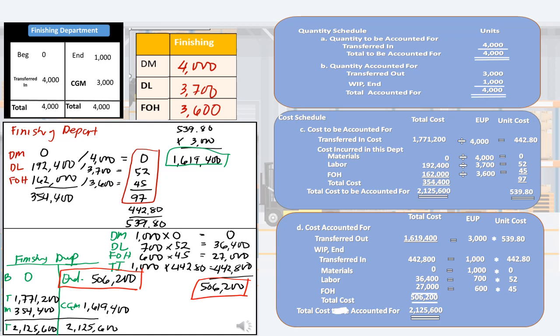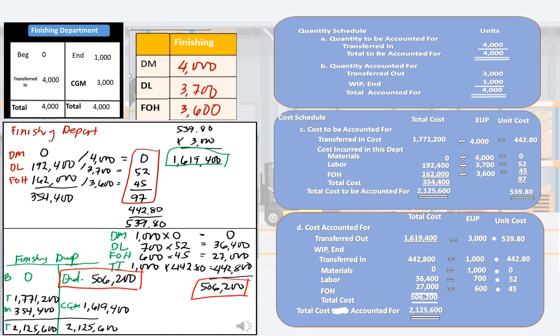Then yung WIP ending, apat po yung magiging laman. Meron tayo dyang transferred in. We also have the materials. However, yung materials, wala po tayo kasi wala naman tayong na gastos, current fund, kasi nga wala naman finishing department na ito. Then sa labor, we have 36,400. So 700 times 52 yon. Then yung factory overhead, 27,600 times 45 yon.